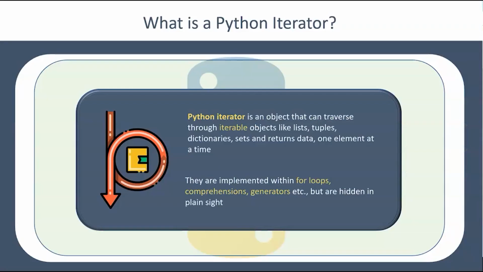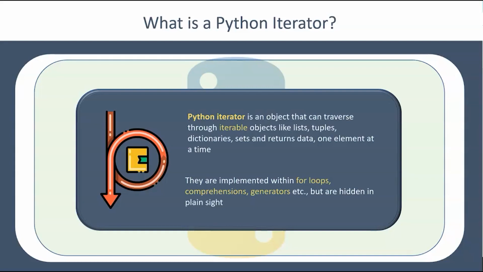Now, what is a Python iterator? A Python iterator is an object that can traverse through iterable objects in Python like lists, tuples, dictionaries, sets, and returns data one element at a time. So basically you can traverse through these one at a time, and then you can use it as per your custom requirement. The iterator is a tool available to you in order to traverse through each and every element.